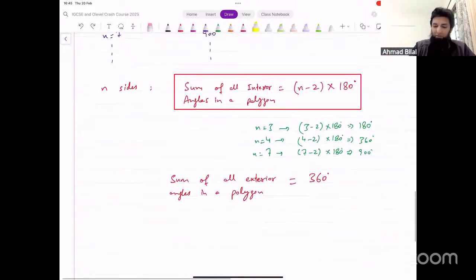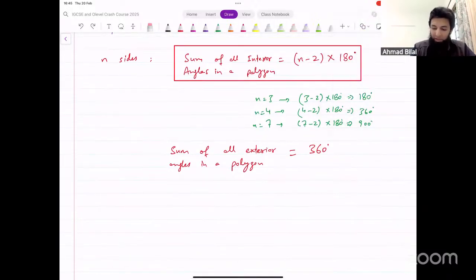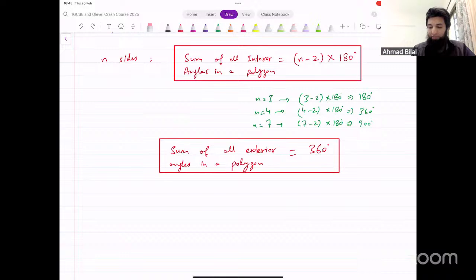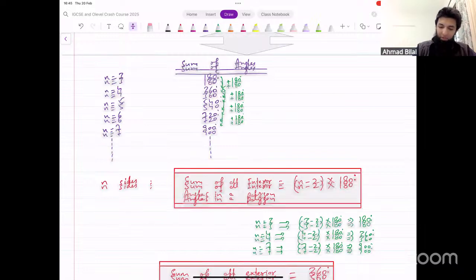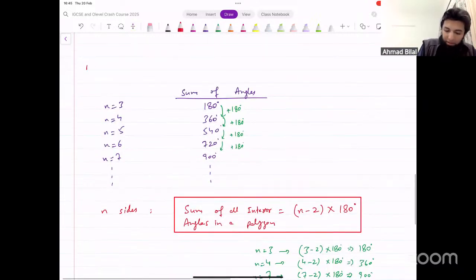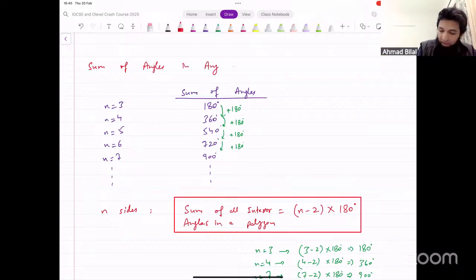Okay. Now, this is the fact that you need to remember. The sum of all exterior angles in a polygon is given by 360 degrees. Now, these things are true for any polygon, for a regular polygon, for a non-regular polygon. These two formulas are always true. Okay. Let me write that down here. This is about angles, sum of angles in any polygon. Okay, that's given by this.